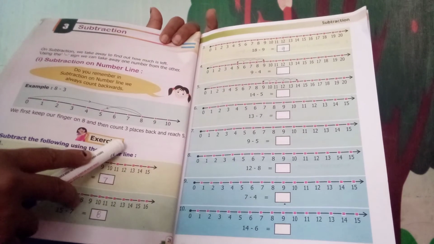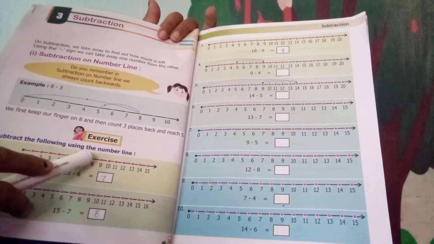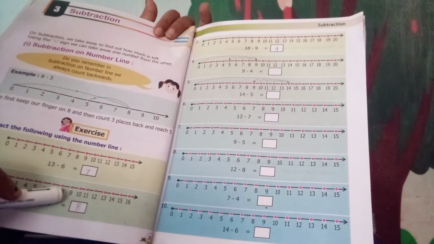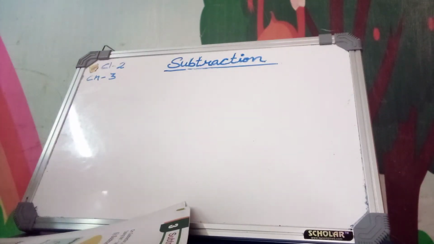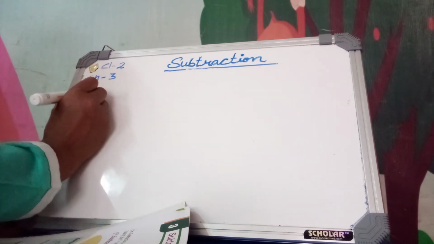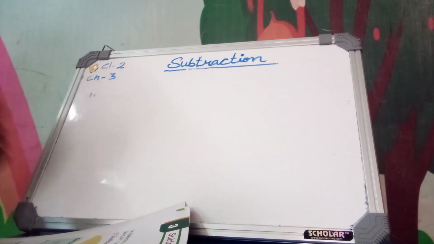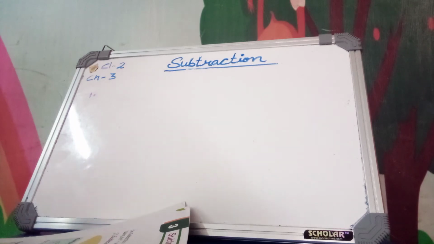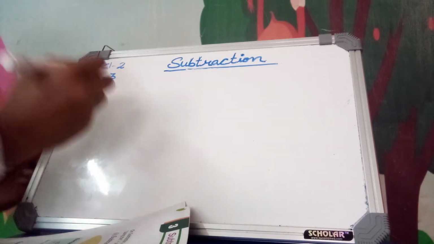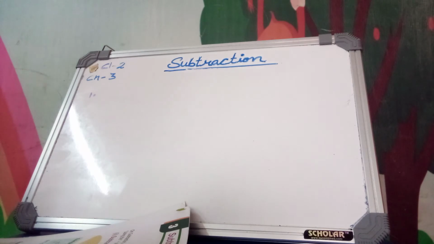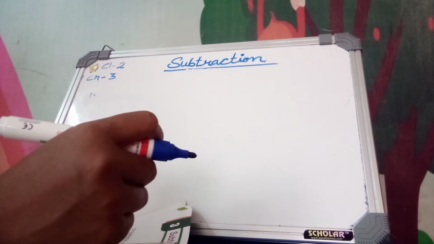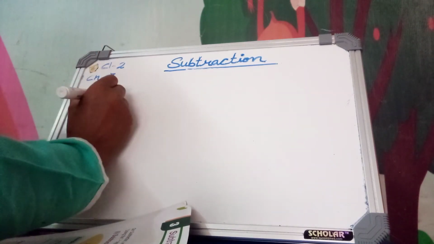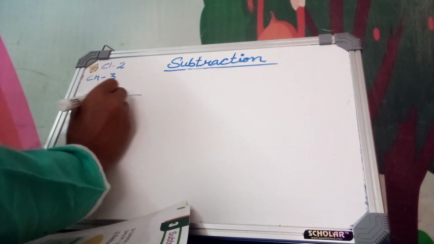Now here is some exercise for you. Firstly we have to do this exercise. I will explain how to do these questions. Firstly we have to draw a line. From 13 we will take away 6. How many numbers are left? Now count. Firstly we have to draw a line.